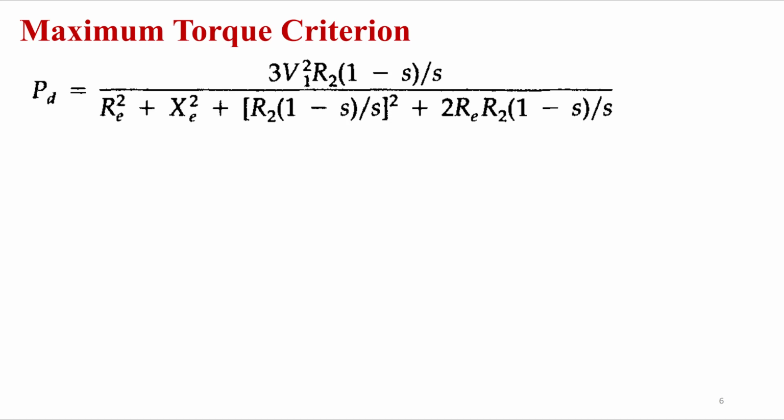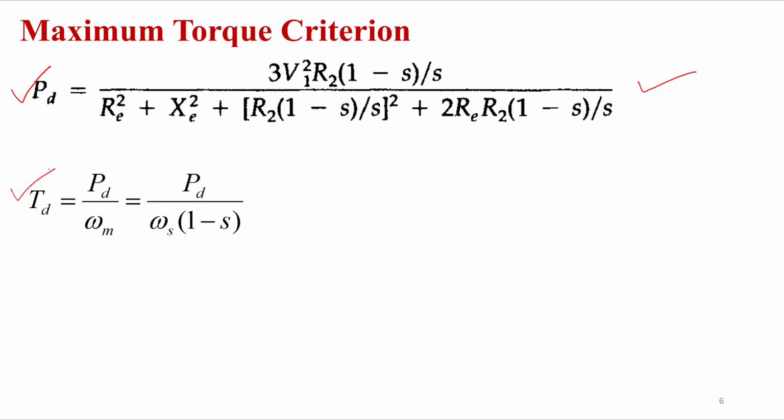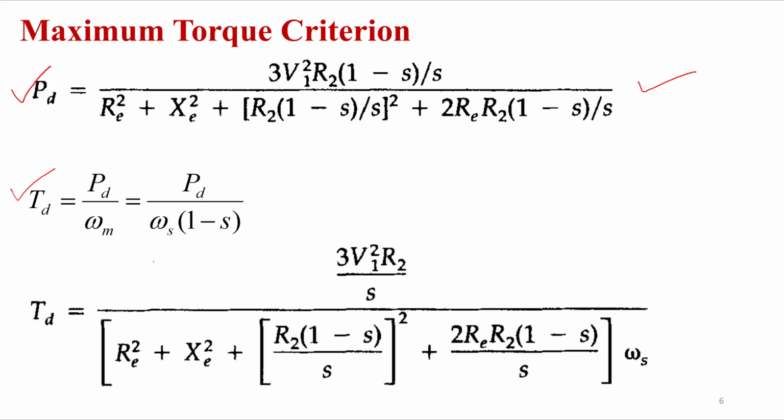So PD expression already we know, this is your developed power expression, right? Already we derived this. Now we know TD, the torque developed, will be equal to PD by omega m. So omega m is nothing but omega s into 1 minus s. So I can write PD by omega s into 1 minus s. Then after substituting the expression of PD here from this expression, I will find the TD expression.